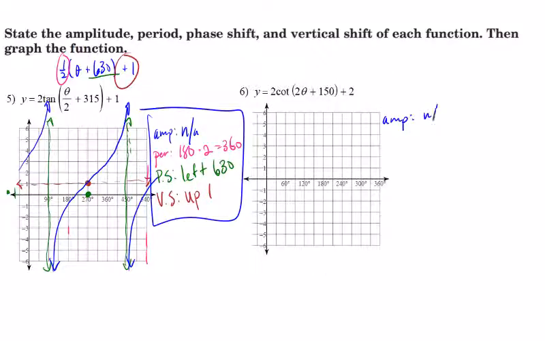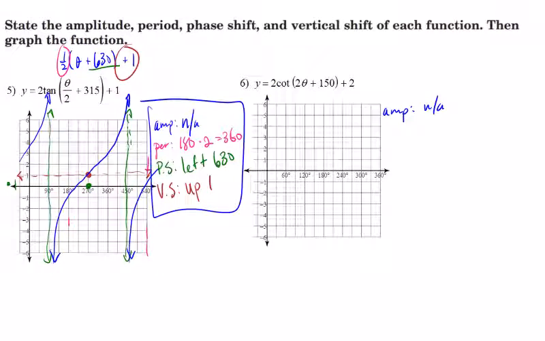Amplitude is non-existent. It does have a vertical stretch by factor 2, so it might be a little steeper than usual, or it will be steeper than the parent function. So the period. So here you can factor out a 2, so it's 2 theta plus 75, and so our period is going to be 180 divided by 2, which is 90.